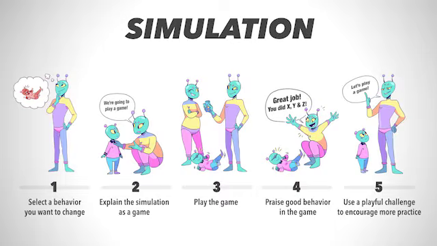Third, right after you explain the rules, play the game and run through it in a common scenario. Fourth, when your child practices the behavior in the game, you praise it very enthusiastically. Fifth, then we give them a playful challenge to encourage more practice. So what have we accomplished by doing all of this? Well, practice is key. The purpose of simulation and all the techniques outlined in this course is to get your child to practice the desired behaviors repeatedly.